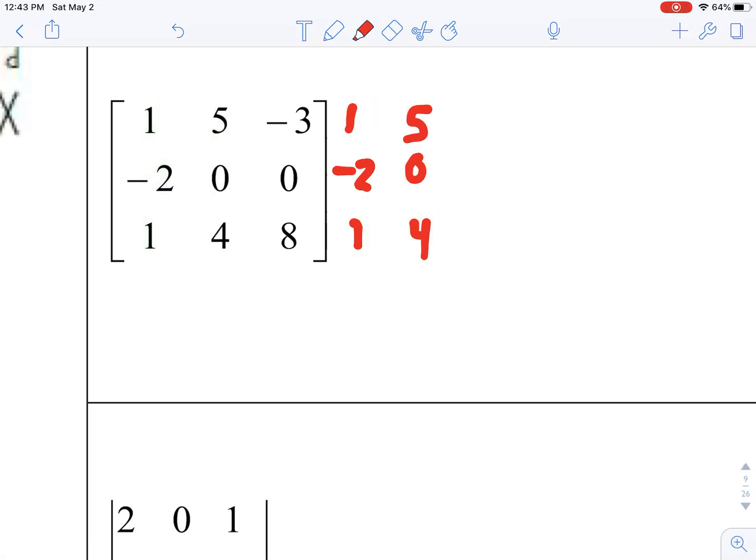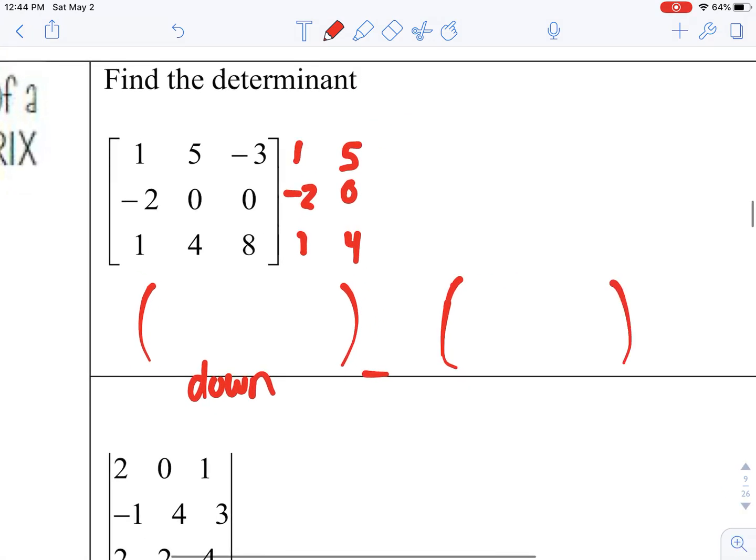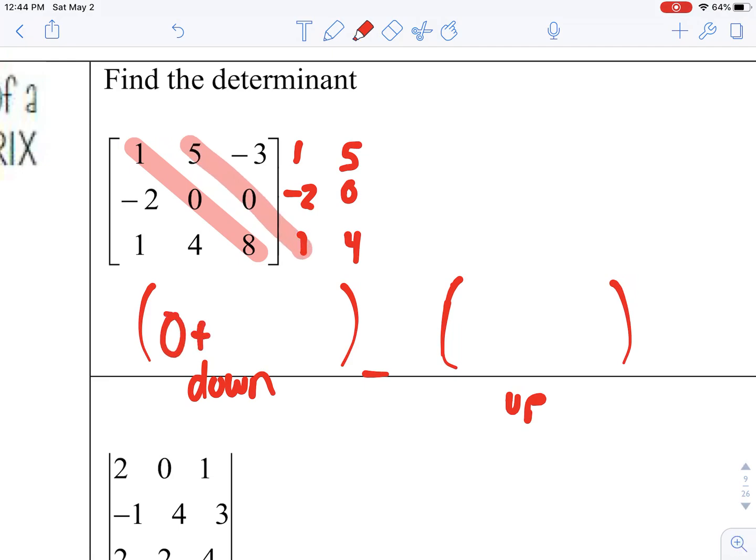Okay, so now I'm going to set up my downs. I'm going to write this below. So down minus the ups. So our downs, 1 times 0 times 8 is 0. Then we're going to add to it the next one. 5 times 0 times 1 is 0. -3 times -2 is +6 times 4 is 24.